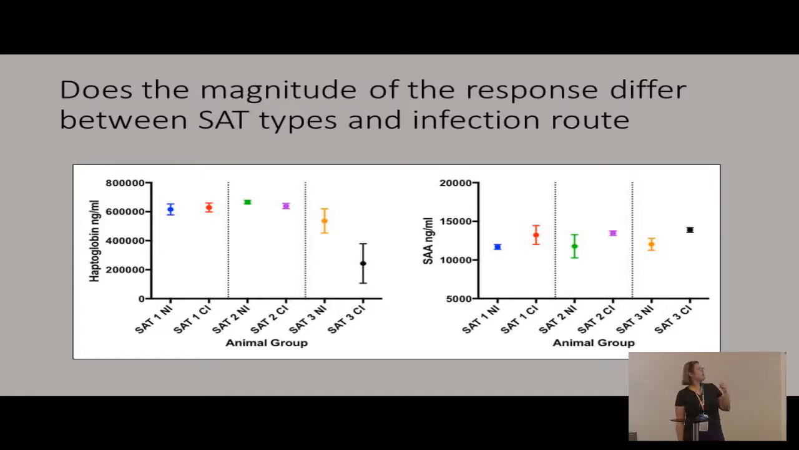So this is the magnitude of the response. So the difference between its peak and its baseline for every individual animal, and then what's up there is the average and standard error. And so on the x-axis is animal group. So SAT1 needle infected, SAT1 contact infected, SAT2 needle infected, SAT2 contact infected, etc. And you can see that for most of them, they look pretty similar. The only statistically significant difference on there is that SAT3 needle infected and contact infected, but there's huge errors on that, and that's based on 4 animals. So what that means, I don't know, but it's there.